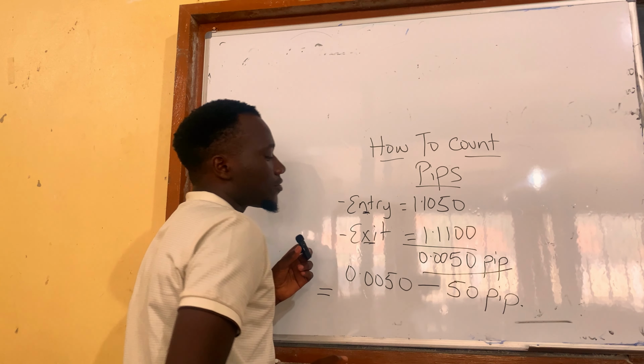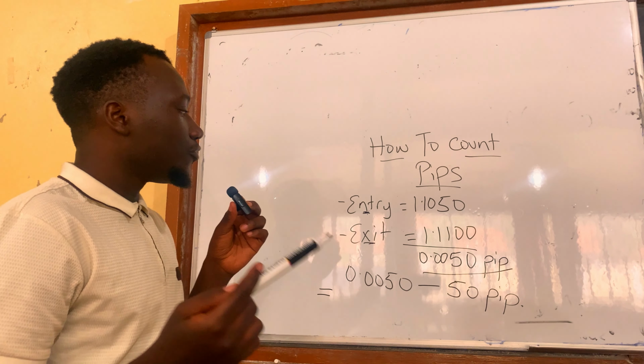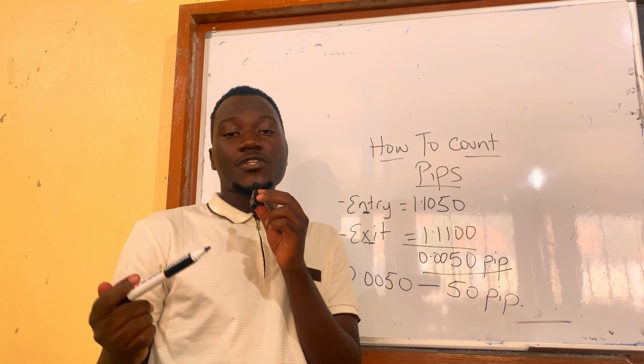If it is Euro USD, that means that Euro USD has moved a span of just 50 pips. So that clearly shows you that a pip simplifies how you're doing your trading. It simplifies your entries and your exits.